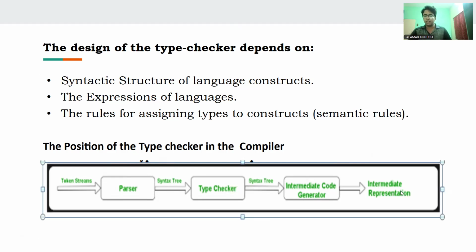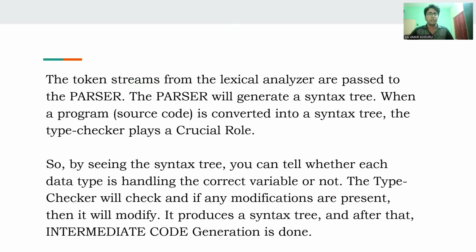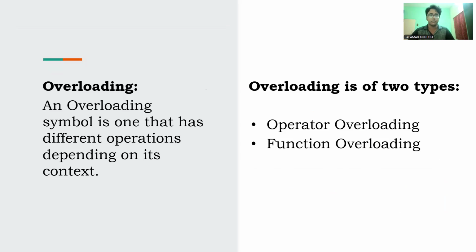Now, the output of the intermediate code generator is the intermediate representation of the code. This both paras are what I've already explained. The token streams from the lexical analyzer are passed to the parser, and it's pretty much the same.